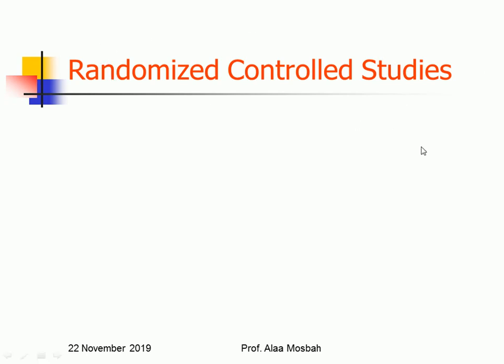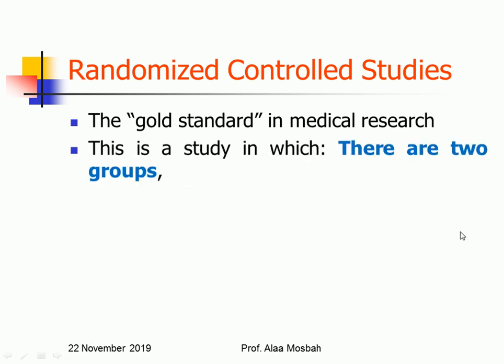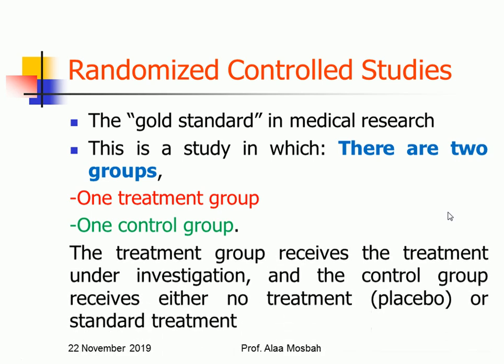So what about the randomized controlled studies? The gold standard in medical research, one of the best really. This is a study in which there are two groups, one treatment group and one control group. The treatment group receives the treatment under investigation, and the control group receives either no treatment, which is placebo, starch, or something, or standard treatment.